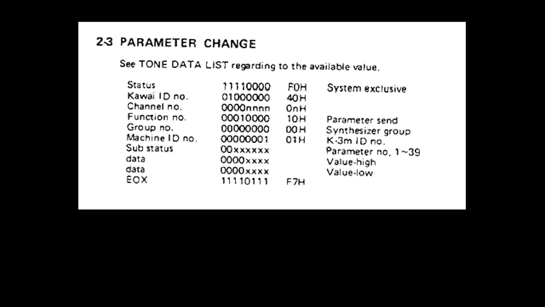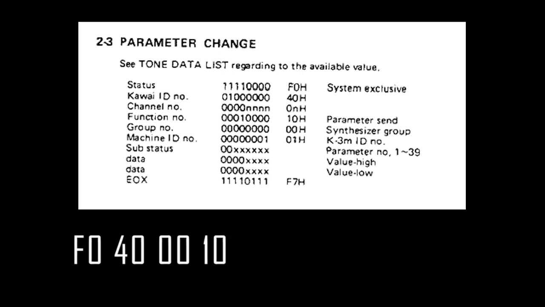Now let's check out the MIDI implementation chart on that. As you can see, the setup is pretty much the same as on the Korg. You have the start of system exclusive, you have the ID number, machine ID, etc. But check out the data lines near the end there. On the Kawai K3M, you have two different lines, value high and value low.